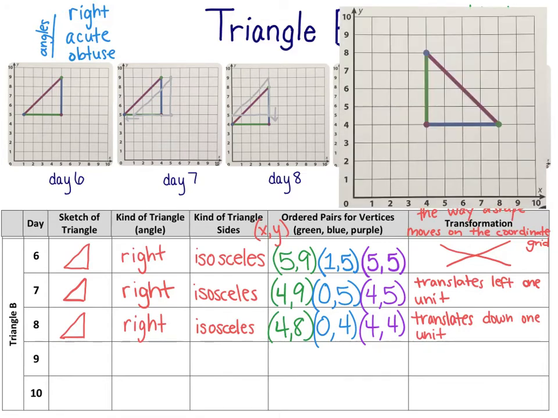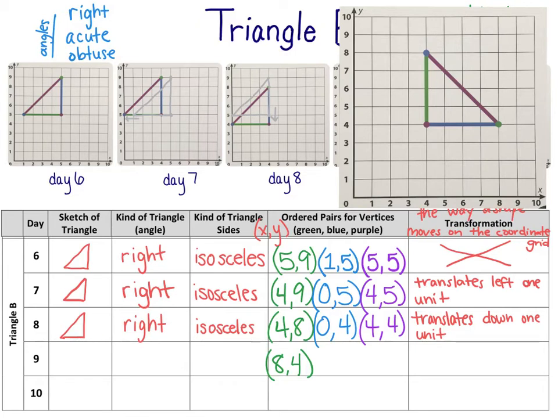All right, now I've enlarged day 9's coordinate grid. Let's look for the ordered pairs for the vertices. Green. Here is green. Green is on the x-axis at 8, and on the y-axis it is at 4. So we have 8, 4.